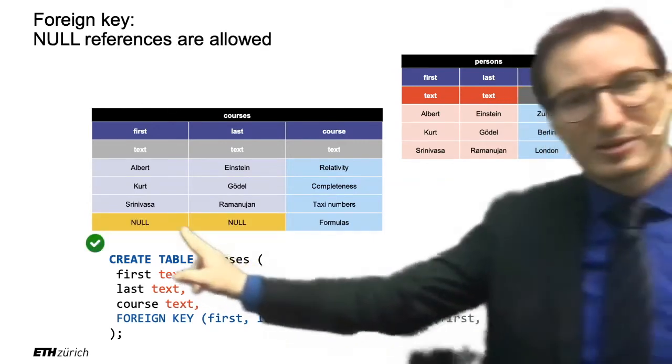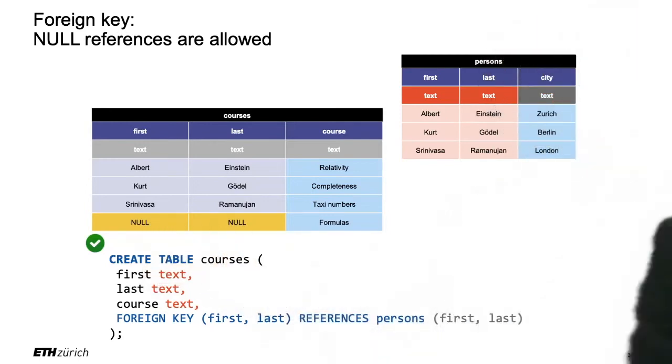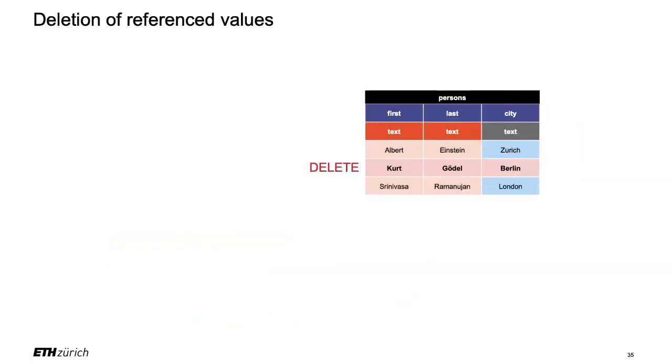Next, nulls are fine. You can absolutely have foreign references that are nulls. So you see, primary keys cannot be null and must be unique, but foreign keys can be null and do not need to be unique. Okay. So next, you can delete referenced values.